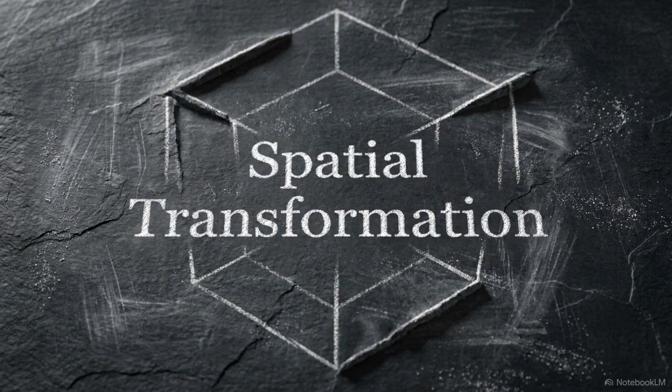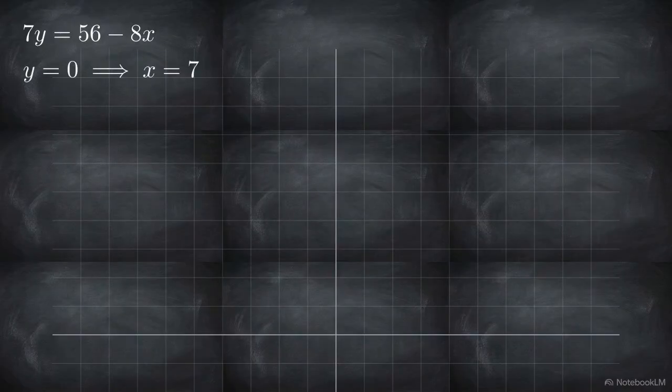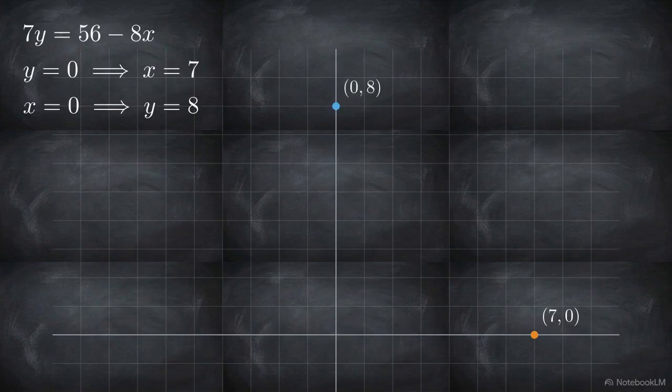Take the linear equation, 7y equals 56 minus 8x. The fastest way to anchor any line is to calculate its intercepts. Setting y to 0 gives us an x-intercept of 7. Setting x to 0 gives us a y-intercept of 8. Connecting 7, 0 and 0, 8 draws our boundary in space.